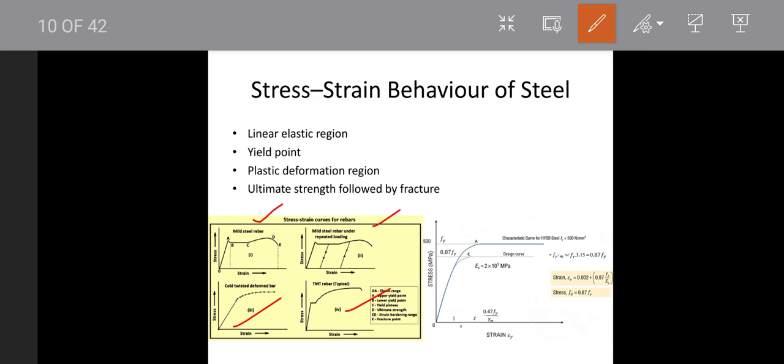Here, up to a certain point we will have a linear region. Beyond that it will undergo the yield point, and after that it will enter the plastic region. So this is the ideal curve which we are currently following for design purposes.